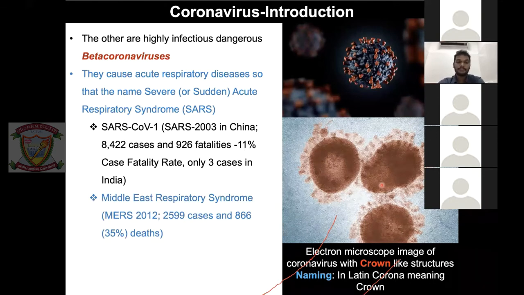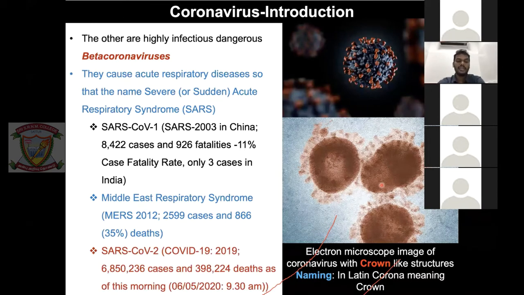Then there is Middle East respiratory syndrome, MERS, which caused 2,599 cases, where 866 deaths were recorded, which is a 35% death rate. That's quite heavy. But then came SARS coronavirus 2 in 2019. I took this number this morning at 9:30: 6.85 million people have been infected, and 398,000 people have already passed away.